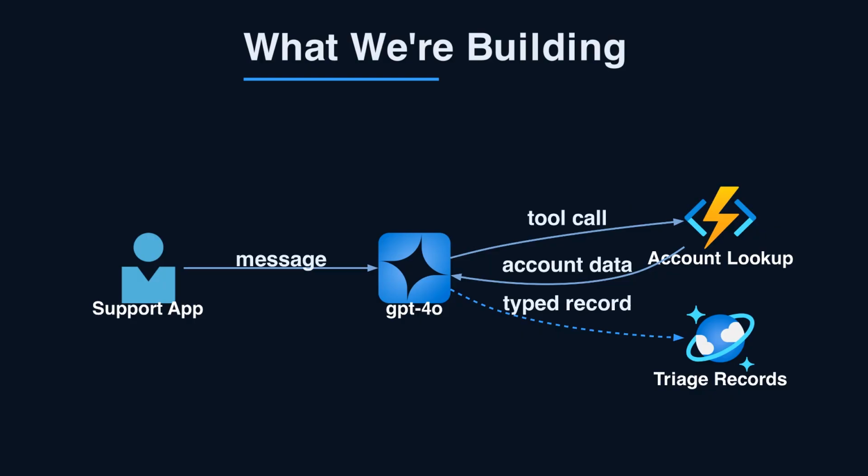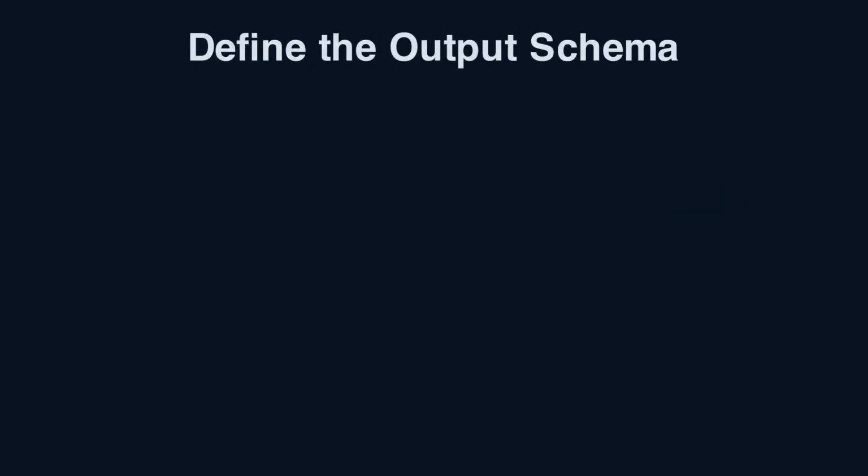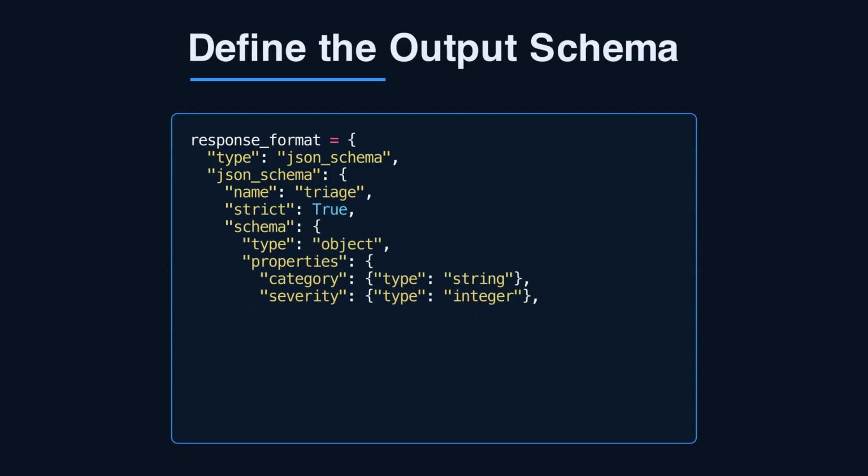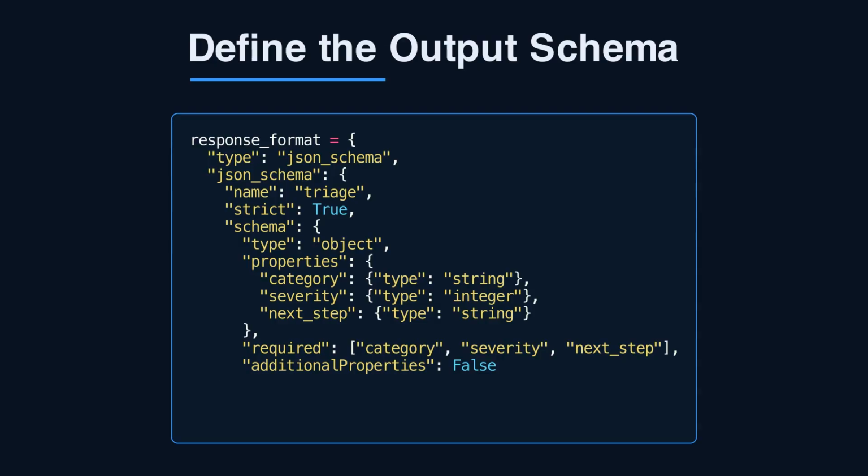Here's how it's wired on Azure. Start with the destination shape, because that's the contract everything else serves. We pass a response format of type JSON schema, set strict to true, and define the triage object. Strict mode means the model is constrained at decode time, so you get valid JSON that matches every required field with no extra keys, no markdown fences, no apologies.